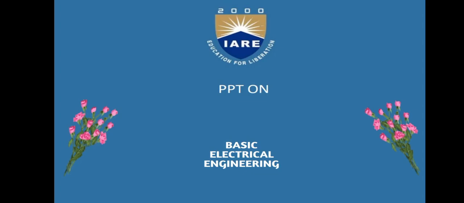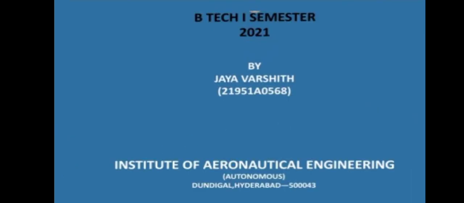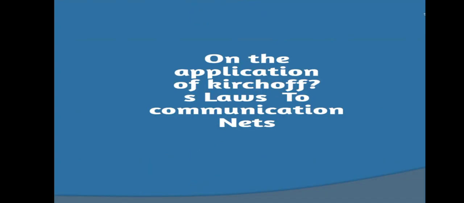I am from CSCB. Today my topic is on the application of Kirchhoff's law to communication nets. What is Kirchhoff's law? Kirchhoff's first law applies to currents in a junction in a circuit. It states that at a junction in an electrical circuit, the sum of currents flowing into the junction is equal to the sum of currents flowing out of the junction.